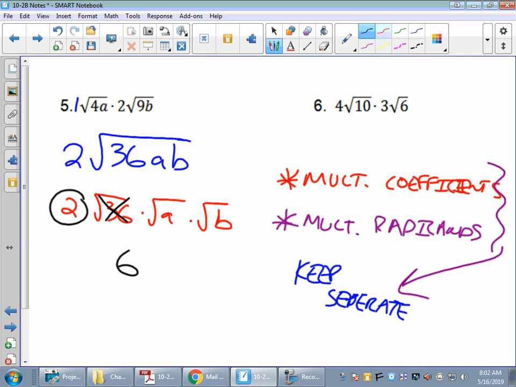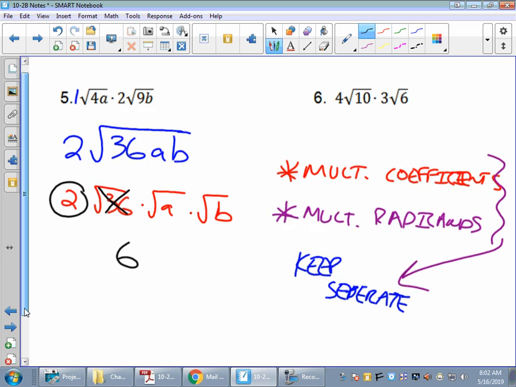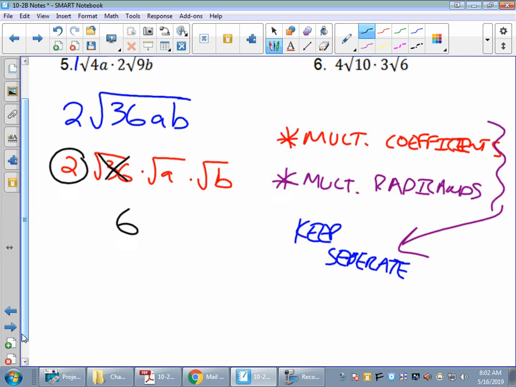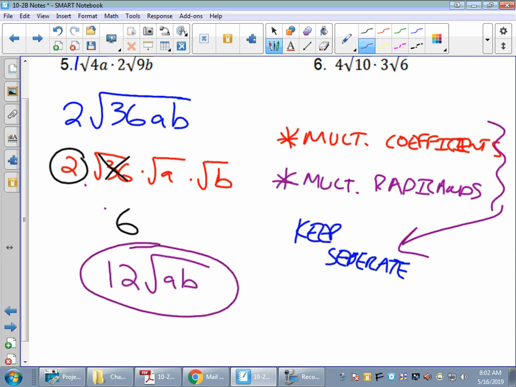So now what do you do with the number outside? Now we've got another number outside with a 6. What are we going to do with that 6 and that 2? Well, remember, if there's no sign between them, that means multiply. So 6 times 2 is going to be 12. And then we've got the square root of a and square root of b. Well, there's nothing we can do there. So we're going to keep them underneath the square root and just keep them together. So 12 times the square root of ab would be our final answer there.